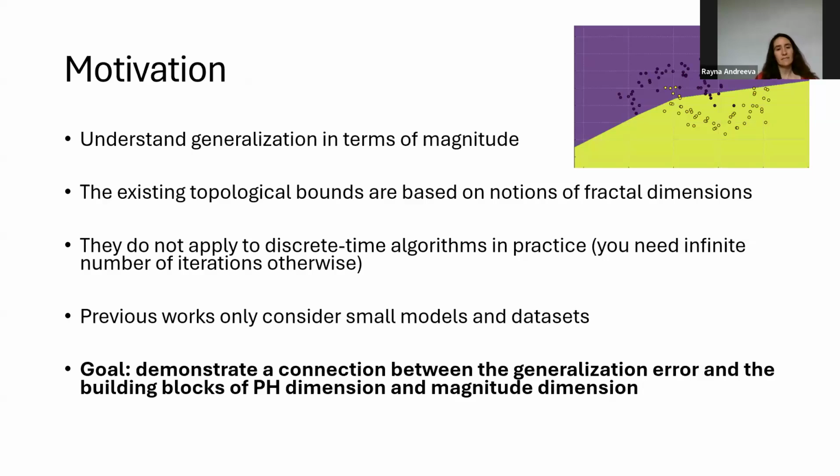Further, the existing topological bounds in the literature are based on notions of fractal dimensions. And in fact, when you have a discrete time algorithm in practice, you only have a finite number of iterations. So it is more accurate to compute a quantity over this finite number of samples of trajectories. Also, previous works in this domain have only considered small models and a limited number of datasets. So the main goal here was to demonstrate a connection between the generalization error and the building blocks of both persistent homology dimension and magnitude dimension.